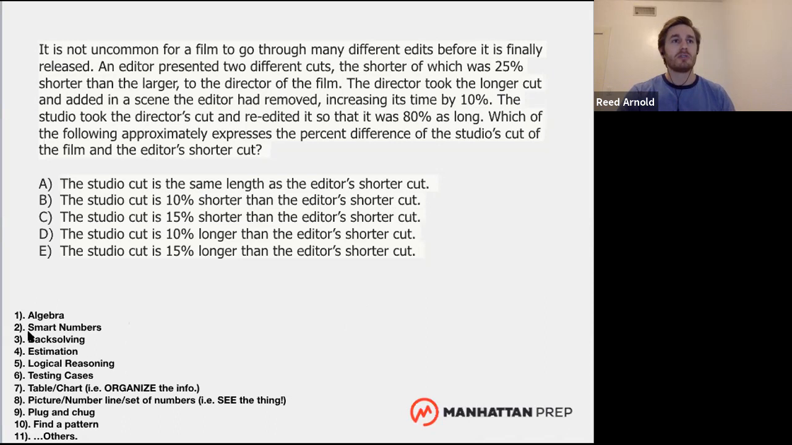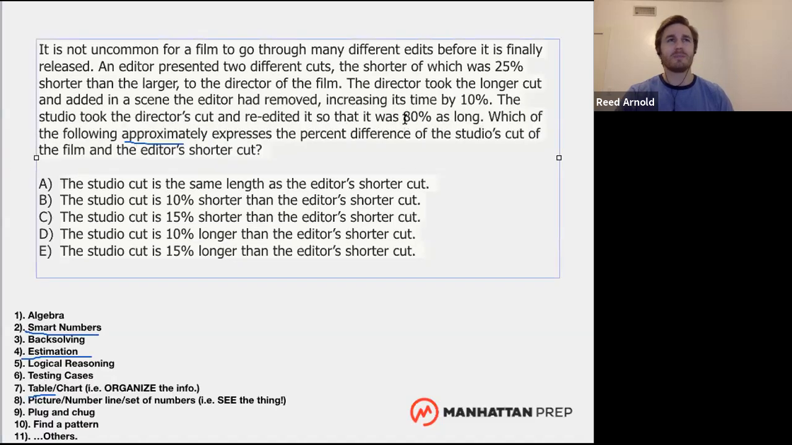This is a good chance to use smart numbers, and it's a good chance to estimate. And I'm going to use a table to organize. Okay. How do I know smart numbers? Well, everything is a percent. It's all relative. And whenever that's the situation, it's almost certain that I can pick smart numbers. How do I know I can estimate? Because it says approximately.